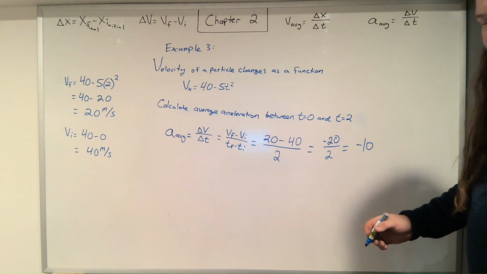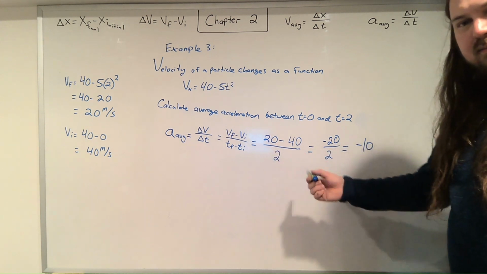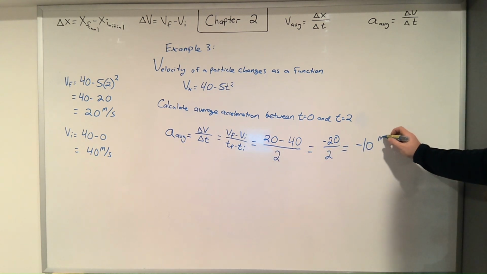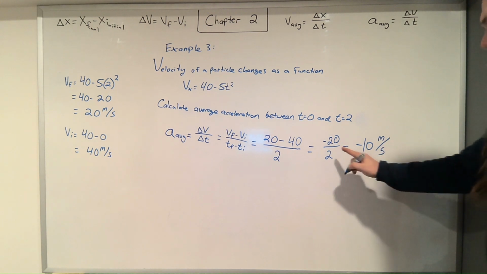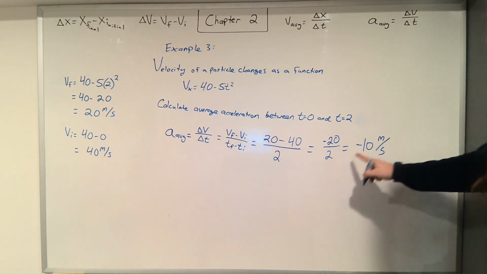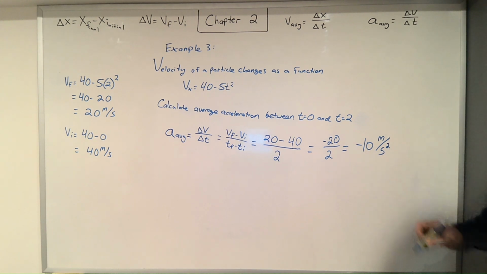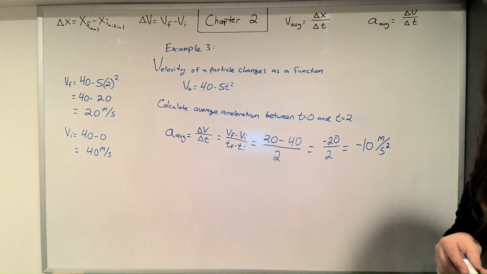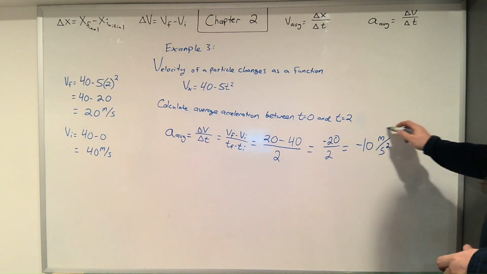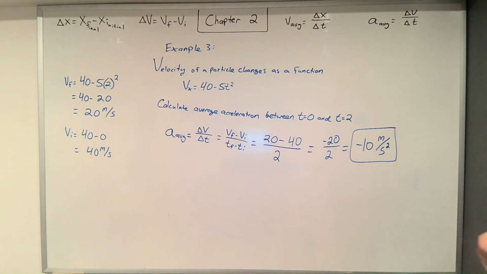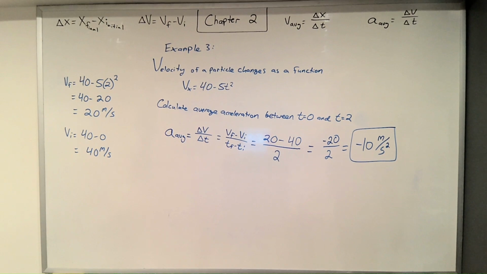Now the units. The velocities are in meters per second, but this is also over seconds. So it's meters per second per second, or meters per second squared. Okay, so here would be our answer to this one, meters per second squared.